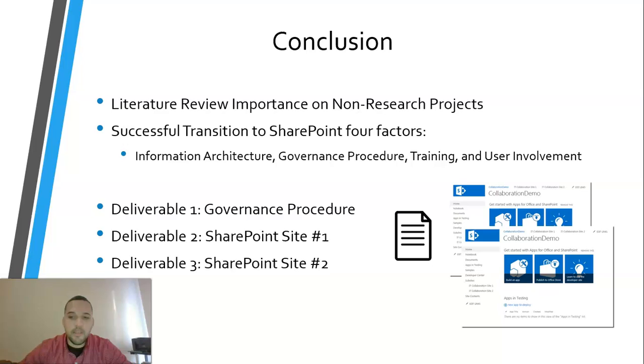Also, you can leverage ideas to incorporate into the project, so that way you reach the closing phase faster and you minimize cost losses from trial and error. So literature review provides you a foundation for a solid project execution. Also, we found that there are four aspects for the successful SharePoint transition, which are, as I said, information architecture, governance procedure, training for the user, and having the user involvement in the website.